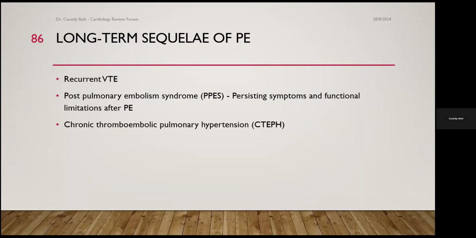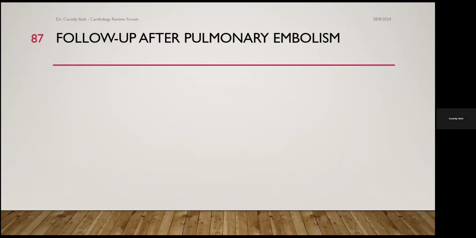Now, what are the possible sequelae of pulmonary embolism? We have recurrent PE, and these patients are at risk of that. And then you have what we call post-pulmonary embolism syndrome, where the patient will have persisting symptoms and functional limitations after PE. Another complication that may occur is chronic thromboembolic pulmonary hypertension, which is actually a rare and debilitating disease characterized by patients with persistent pulmonary hypertension, or chronic thromboembolic blood clots in the lungs.